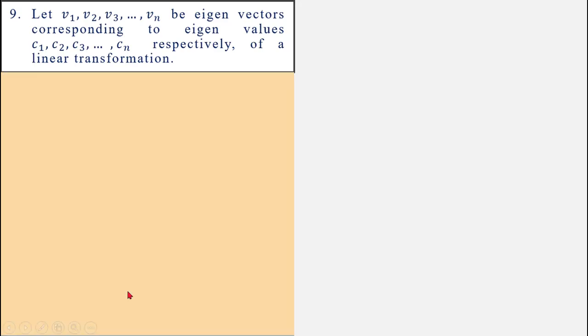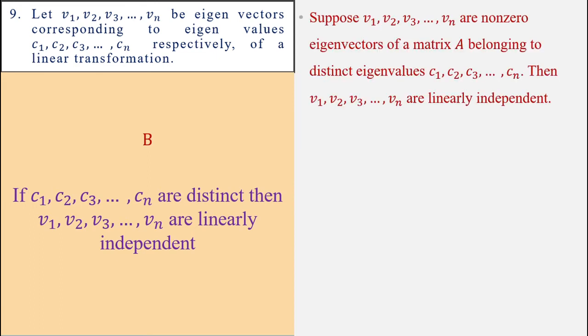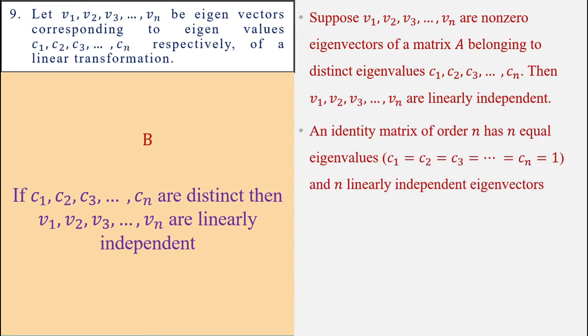The correct option is option B, that is if c1, c2, cn are distinct, which means if the eigenvalues are distinct, the eigenvectors are linearly independent. The explanation is: suppose v1, v2, v3, vn are non-zero eigenvectors of a matrix A belonging to distinct eigenvalues c1, c2, cn, then v1, v2, vn are linearly independent. So when c1, c2, cn are distinct, the corresponding eigenvectors are linearly independent.